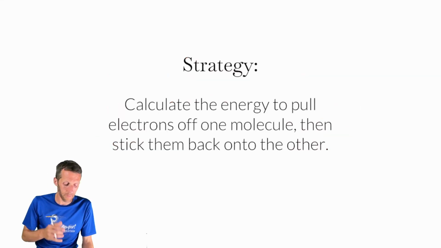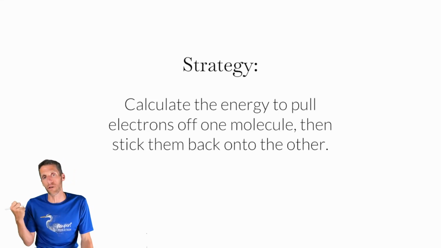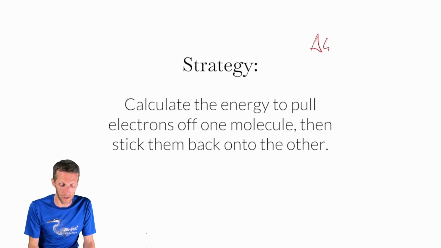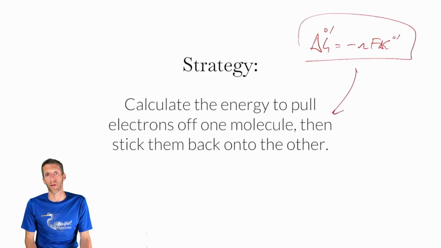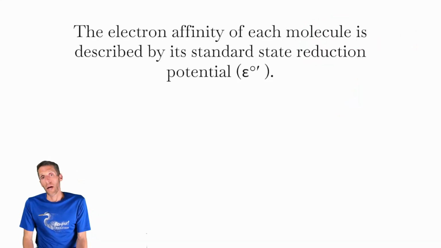Okay. So why do we break things into half reactions? Well, the strategy that we're going to use is we're going to calculate the energy to pull the electrons off of one molecule and then stick them back onto the other. That's what this equation, delta G equals minus nF delta epsilon, is going to do. It's actually just doing this for us. Okay, how do we do that?